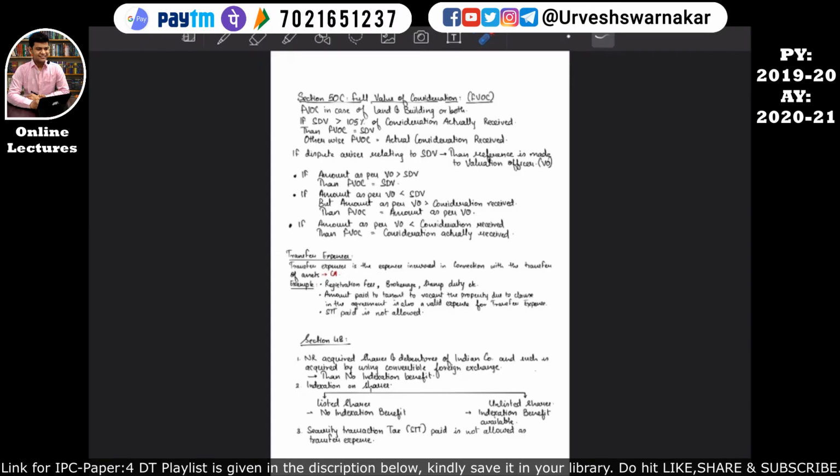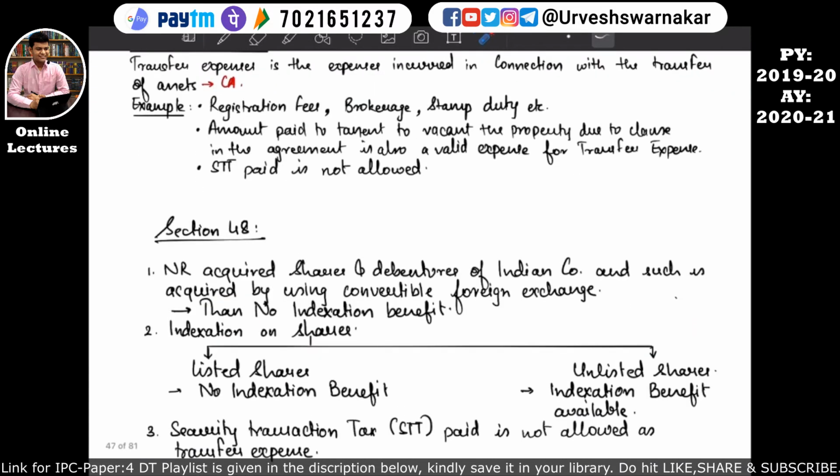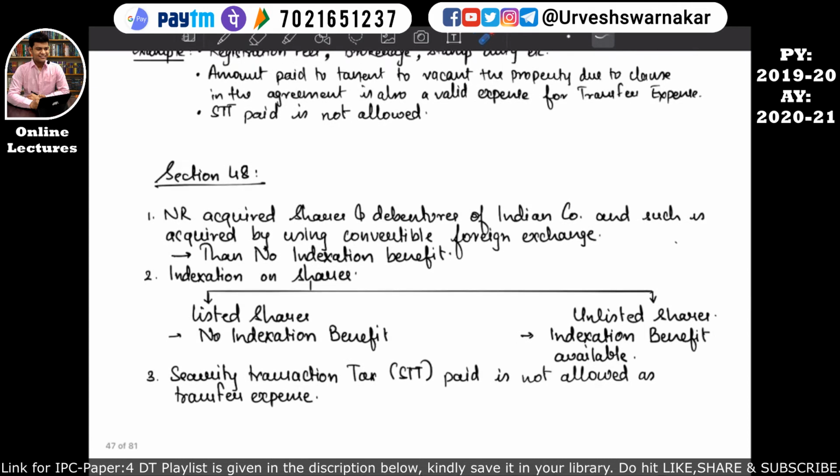Okay students, now come on to the page where section 50C is given. At the bottom there is one section, that is section 48. It is a small section, it will hardly take 5 minutes to understand. So let's start with point number 2. What does point number 2 say? That indexation on shares. What does shares mean?